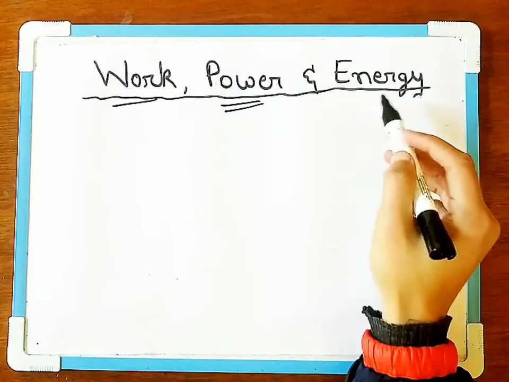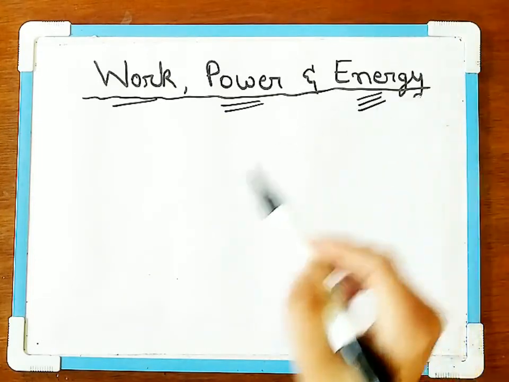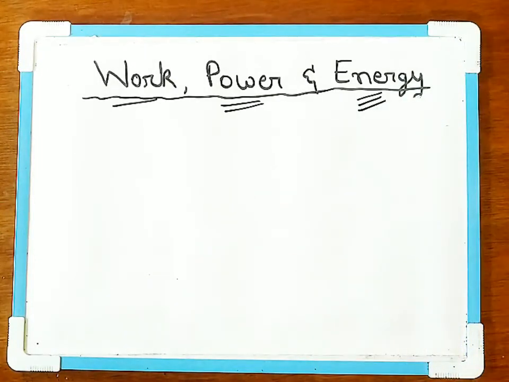Now we come to the concept of energy. We know that work is said to be done if we displace an object. Power is the rate of doing work per unit time. And now energy is defined as the capacity to do work. That is the definition of energy: the capacity to do work.